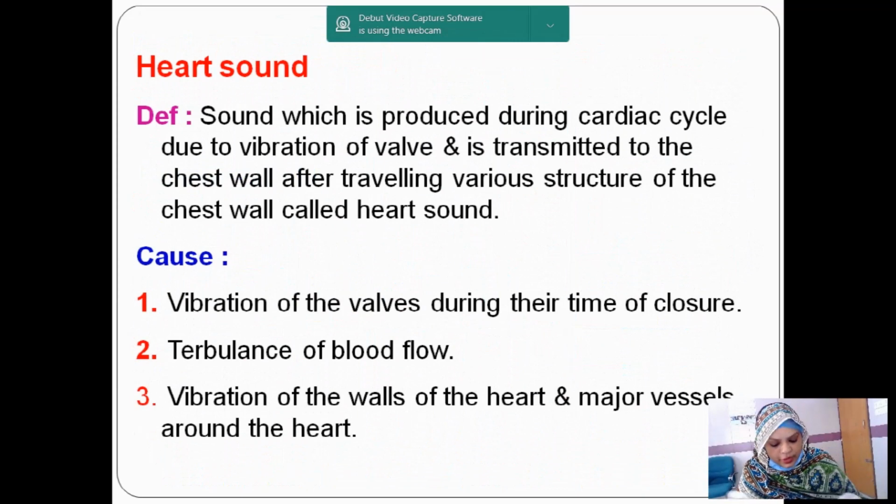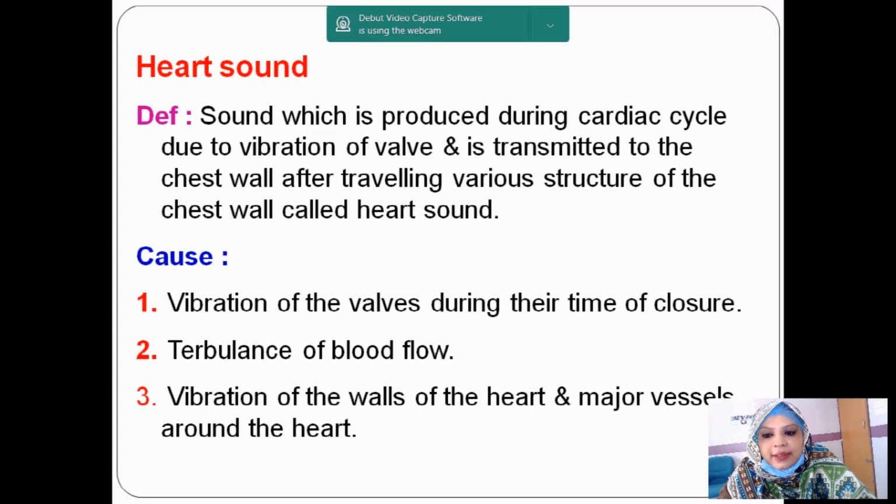Heart sound. Definition of heart sound. What is heart sound? See here, sound which is produced during the cardiac cycle due to vibration of valve and is transmitted to the chest wall after traveling various structures of the chest wall is called heart sound. Already I told in my previous class that heart sound is always produced due to sudden closure of the valve, which causes vibration of the valve, and which is transmitted to the chest wall after traveling various structures of the chest wall, called heart sound.